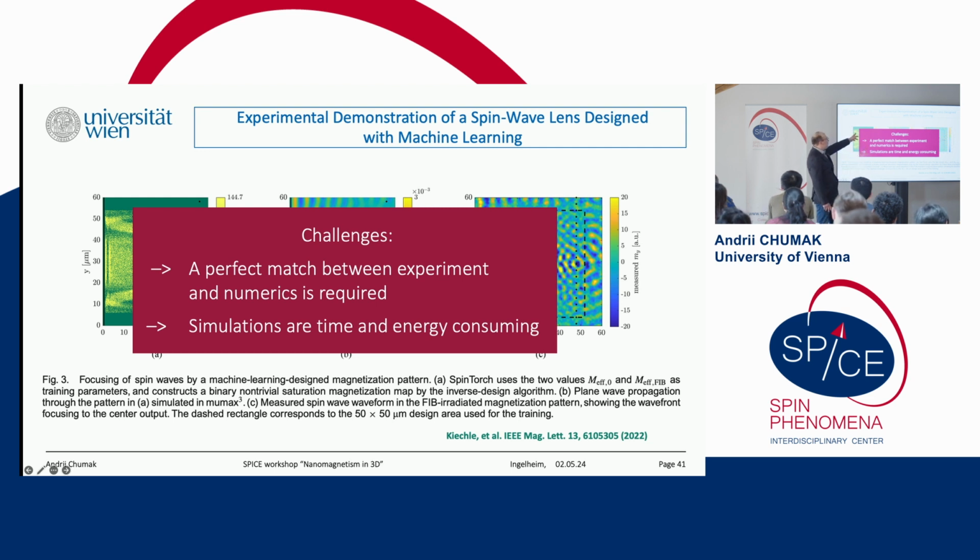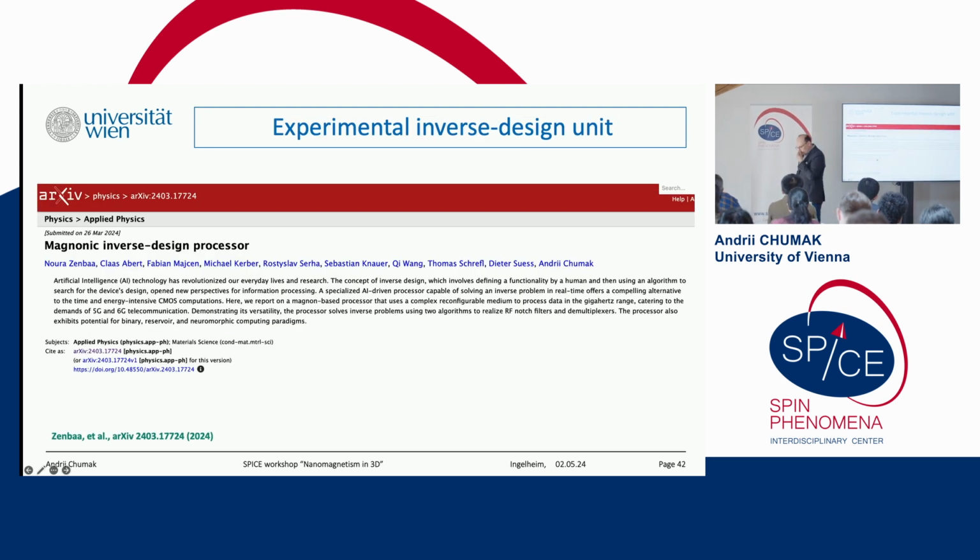So if you need to change the magnetization by 10%, simulations tell you that you should really achieve 10% in experiment. And that's not so easy, especially with ion implantation. And second, you still need to simulate a lot in order to get that profile. And this brings me to the last result, which I would like to present here.